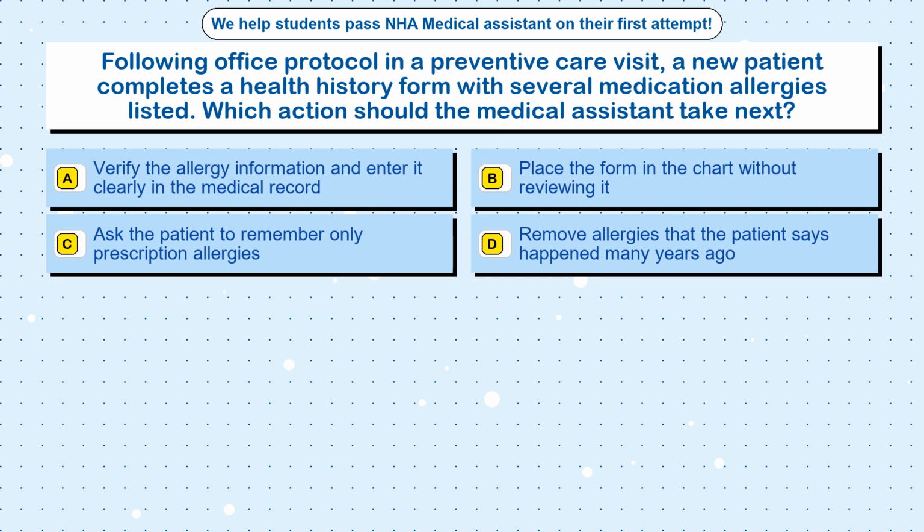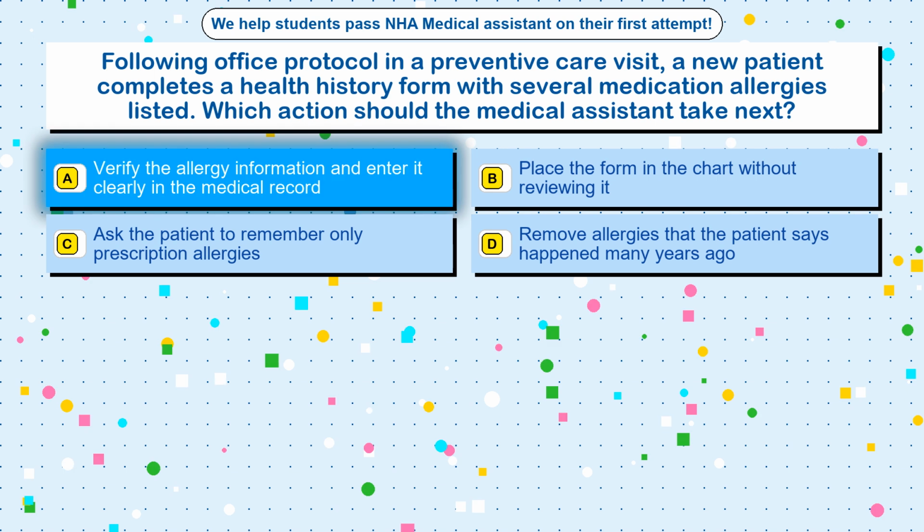Question 89. Following office protocol in a preventive care visit, a new patient completes a health history form with several medication allergies listed. Which action should the medical assistant take next? Option A. Verify the allergy information and enter it clearly in the medical record. Option B. Place the form in the chart without reviewing it. Option C. Ask the patient to remember only prescription allergies. Option D. Remove allergies that the patient says happened many years ago. The correct answer is option A. Verify the allergy information and enter it clearly in the medical record.